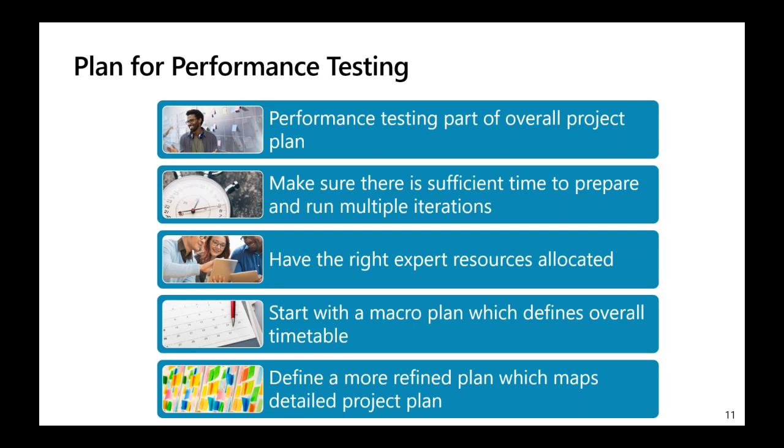Start with a macro plan, which defines the overall timetable and integration with project test phases and data migration phases. And next, define a more refined plan, which maps to the detailed project sprint plan. So performance expectations from the project match with the expected, for example, volumes of data entities through data migration and so on.